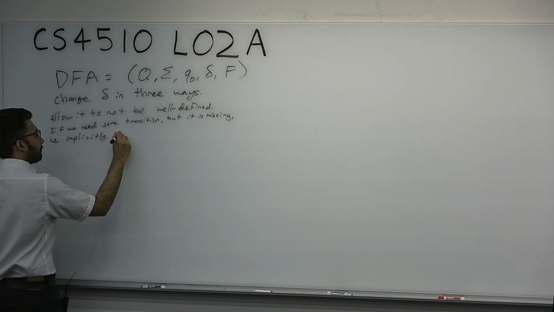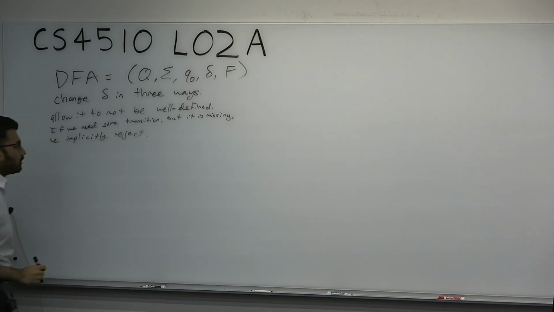Just like a self loop? So the question was, is implicit rejection like a self loop? Actually, a self loop would be skipping it.